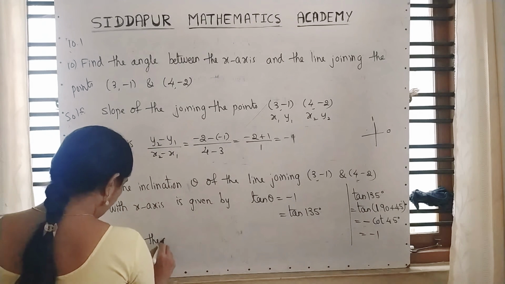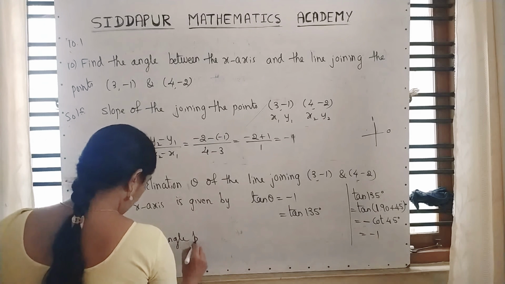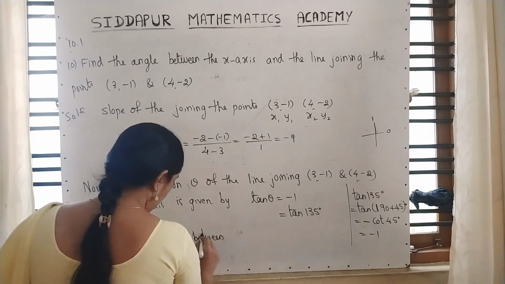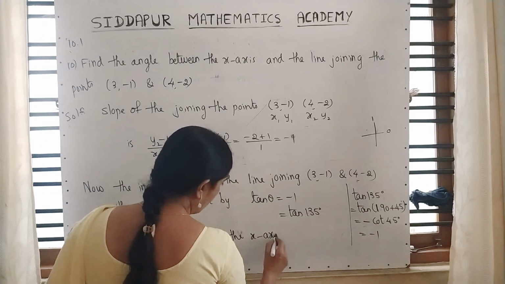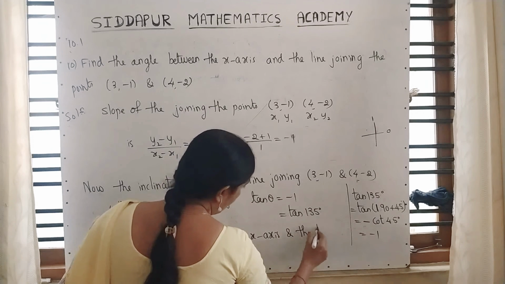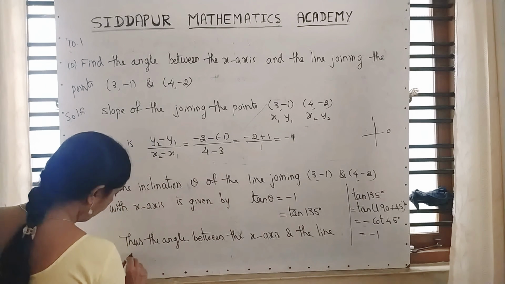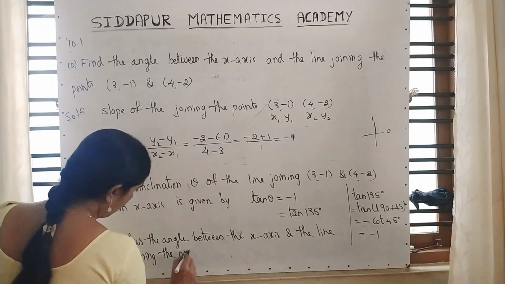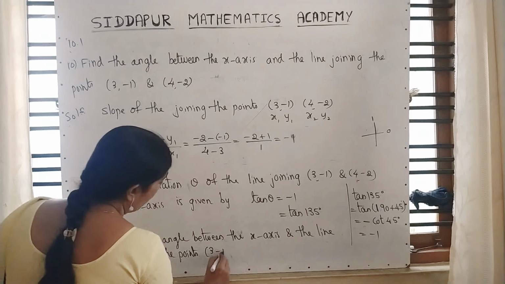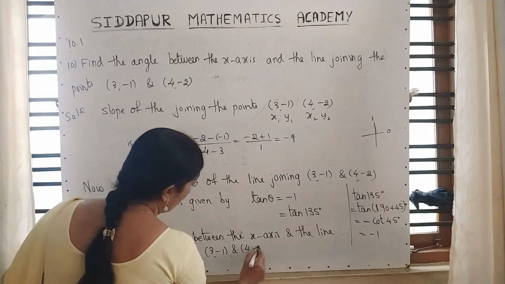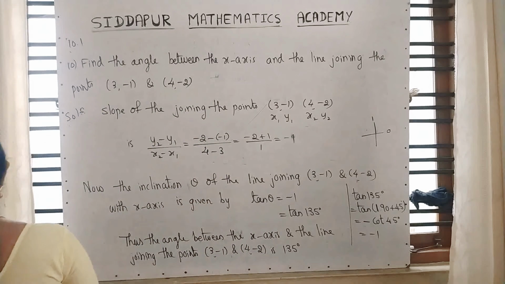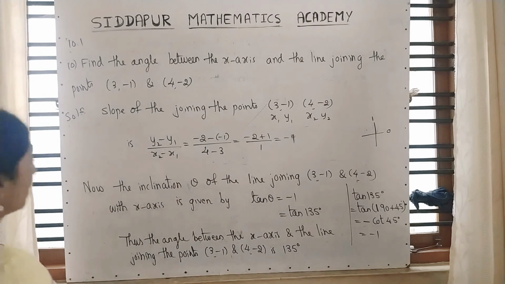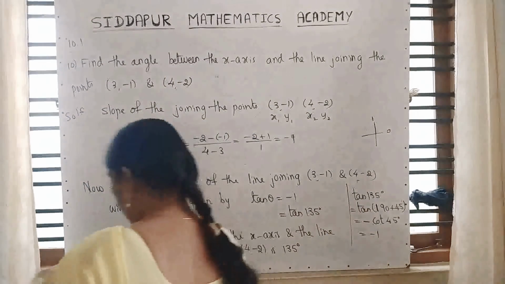Thus, the angle between the x-axis and the line joining the points (3, -1) and (4, -2) is 135 degrees. Understood? Now moving to the next question, that is question number 11. That is also very simple.